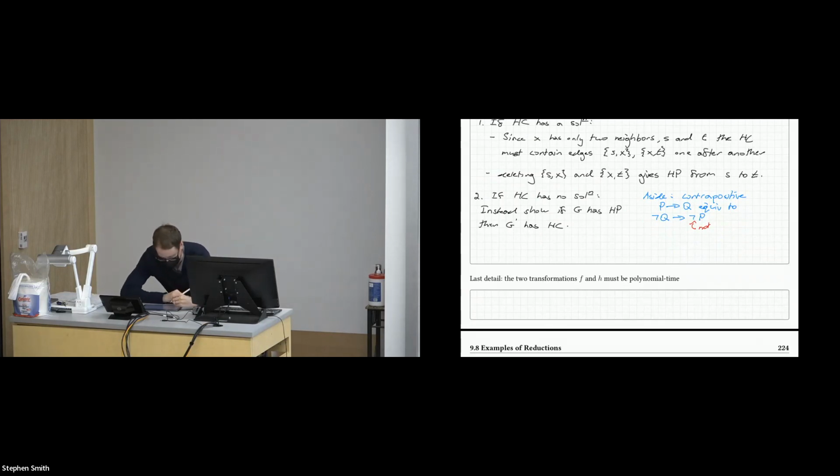So just take the Hamiltonian path, plus the edges S to X and X to T, and that forms a Hamiltonian cycle.